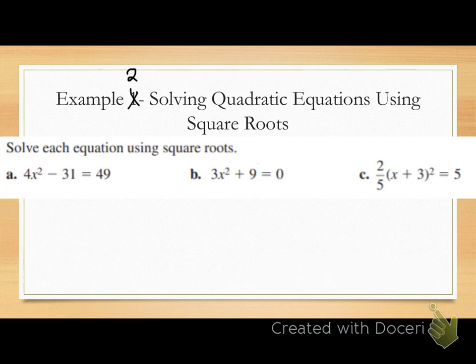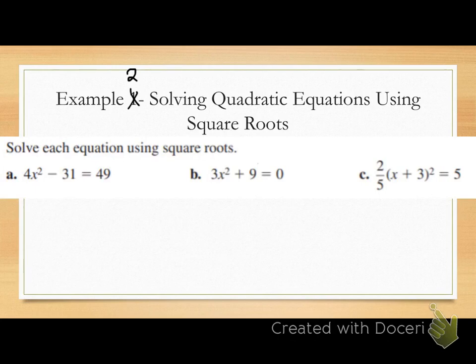Okay, here we go. 2 over 5 times (x plus 3) squared equals 5. Trying to get x by itself. What would be my first step here? Solve your parentheses. I can't distribute because that parentheses is tied down with the exponent of 2.